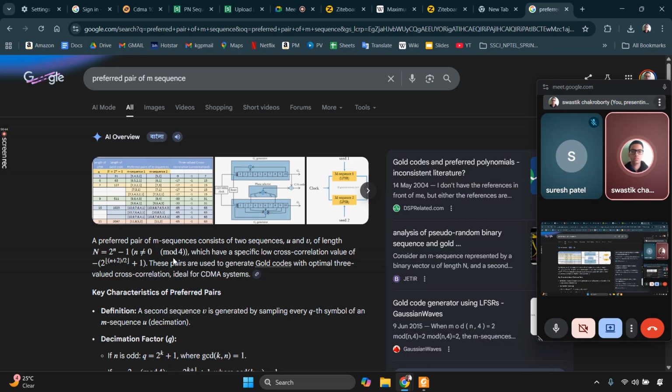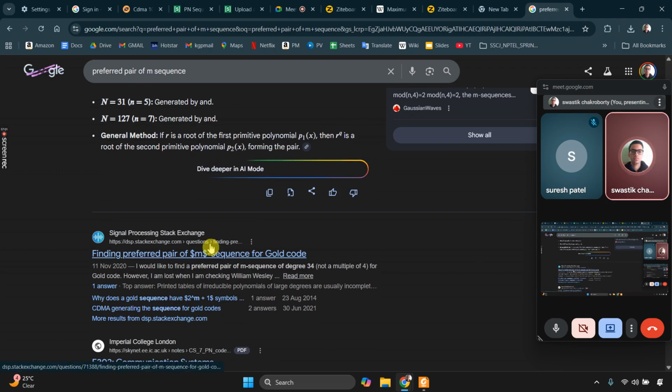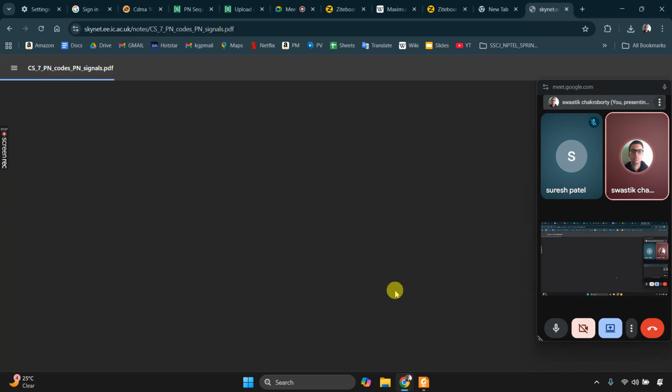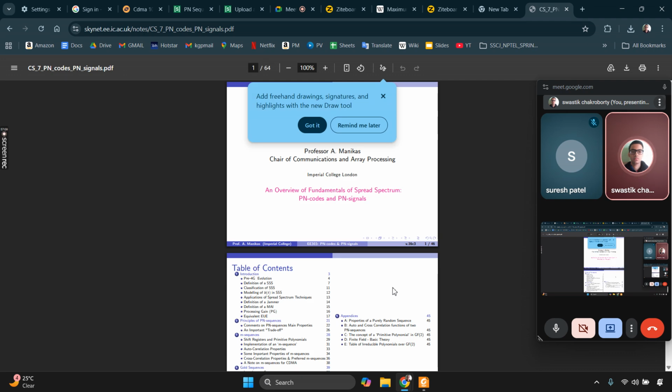They have to have the same period, and if you take n not equal to 0 mod 4, in those cases it has been shown that there is a low cross correlation value. So these are found mostly by trial and error. A preferred pair of sequences is a specific kind of M sequence.